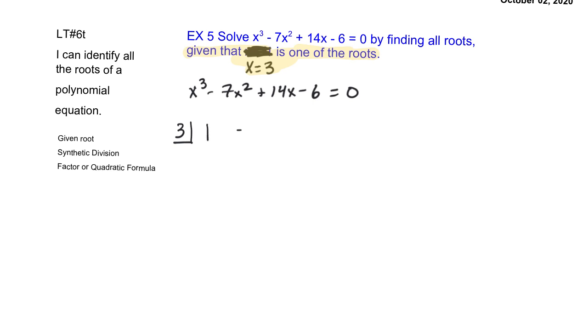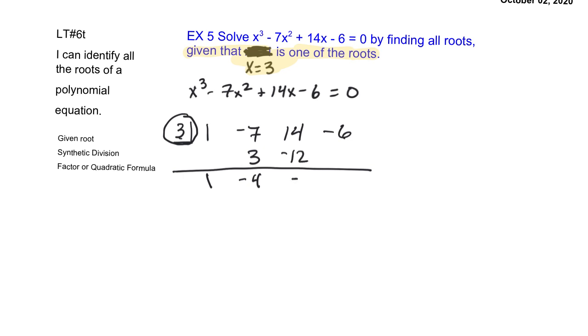So I need a 1, -7, 14, and a -6. I'm dividing by that answer that I already know, the 3. Bring the 1 down, multiply by 3. Add to get a -4. 3 times -4 is -12. Add to get 2. 3 times 2 is 6. And look at that. It should be a remainder of 0 when we're doing these problems.